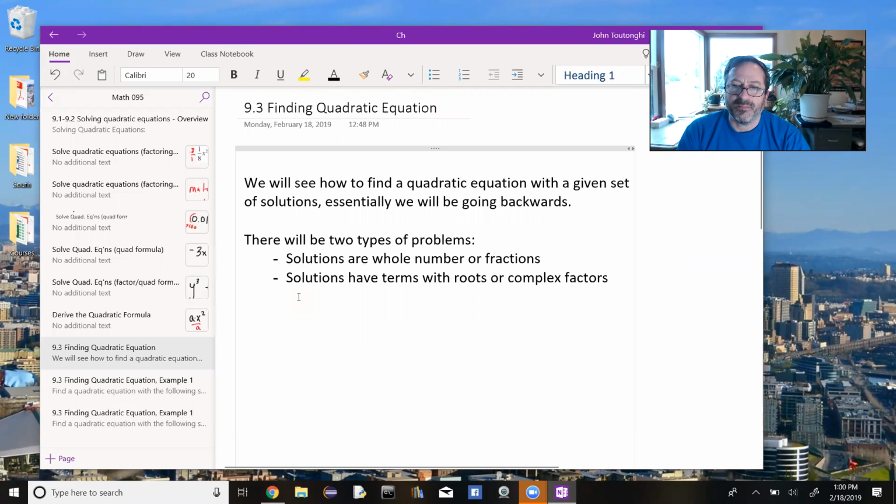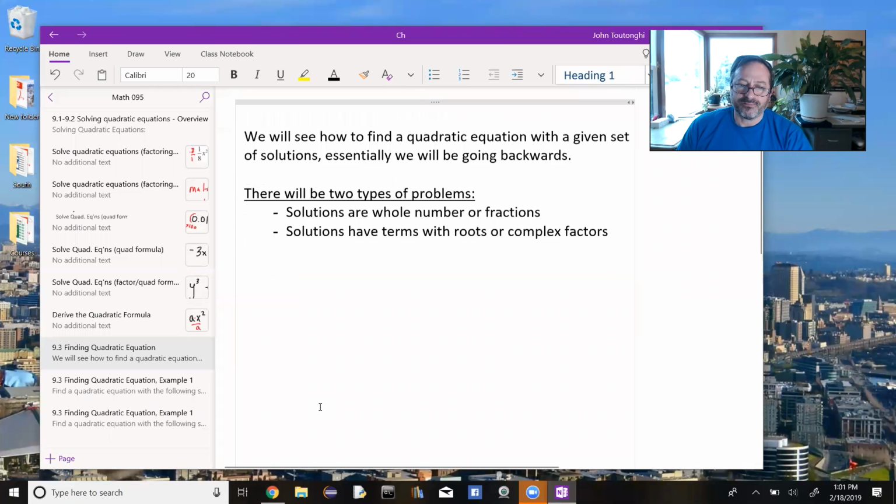One type is when the solutions are whole numbers or fractions. Here, essentially, when you go backwards, you're undoing how we solve them by factoring. And the other type is that the solutions have terms with roots or complex factors, and there we'll be undoing how we solved the ones using square roots. So if we identify that there's two different types of problems, then when we go to solve each of them, it'll be easier to know which way to undo it.